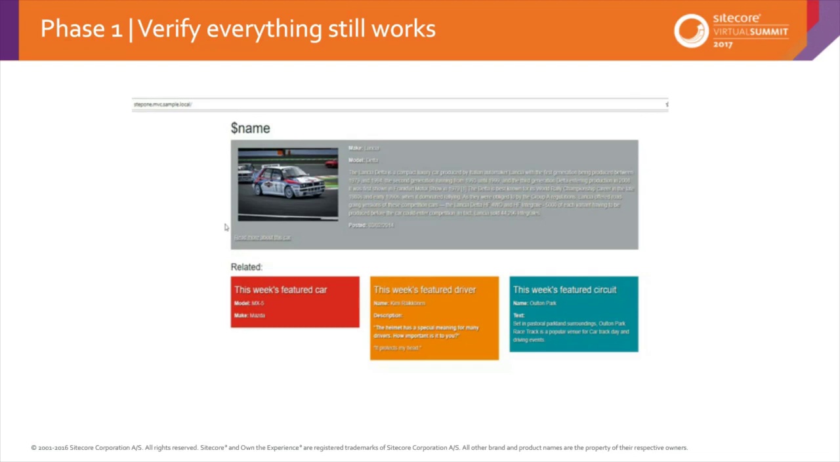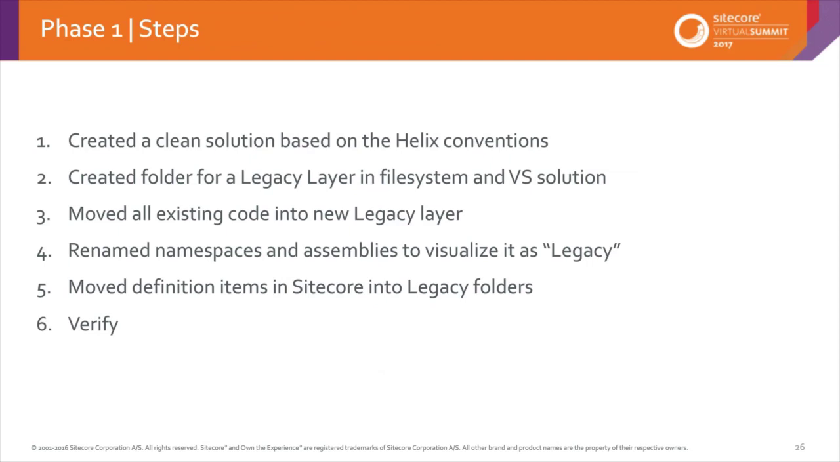Because then you can start doing the work without blocking any environments. So what we did in phase 1 is we created a clean solution. We created a folder for a legacy layer in the file system and the Visual Studio solution. We moved all the existing code into the new legacy layer. We renamed namespaces and assemblies to visualize it as legacy code. And we moved the definition items in Sitecore into legacy folder items. And we verified that it worked.